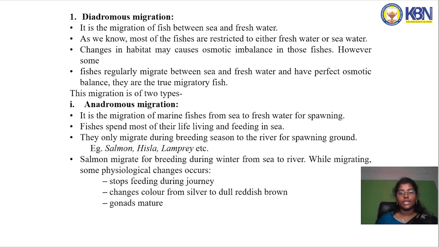Firstly, know about anadromous migration. It is the migration of marine fishes from seawater to freshwater for spawning. Fishes spend most of their life living and feeding in the sea. They only migrate during the breeding season to the river for spawning ground. Example: salmon, hilsa, lamprey, etc. Salmon migrate for breeding during winter from sea to river.